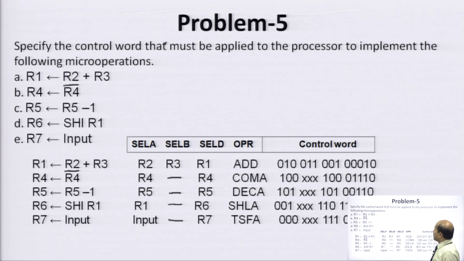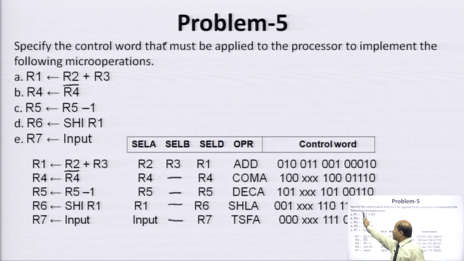In the next problem, we have to write the control word for a particular operation. In the first operation, we have to add the content of R2 with the content of R3 and the result will be transferred to R1. So, in this case the first operand is R2, the second operand is R3, and the destination register is R1.